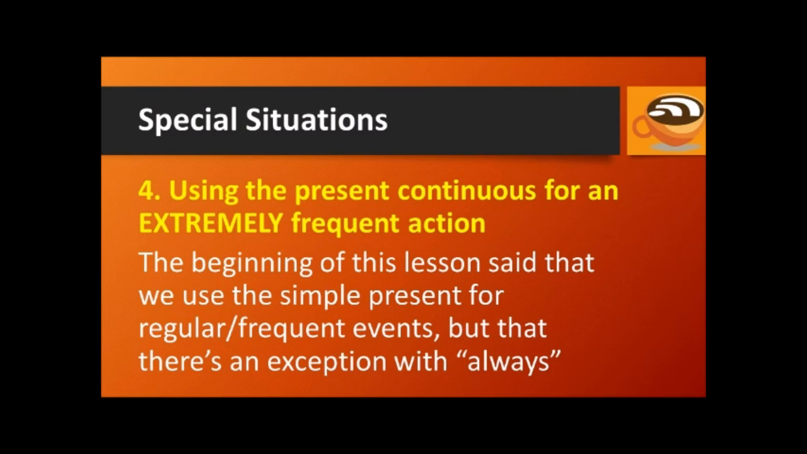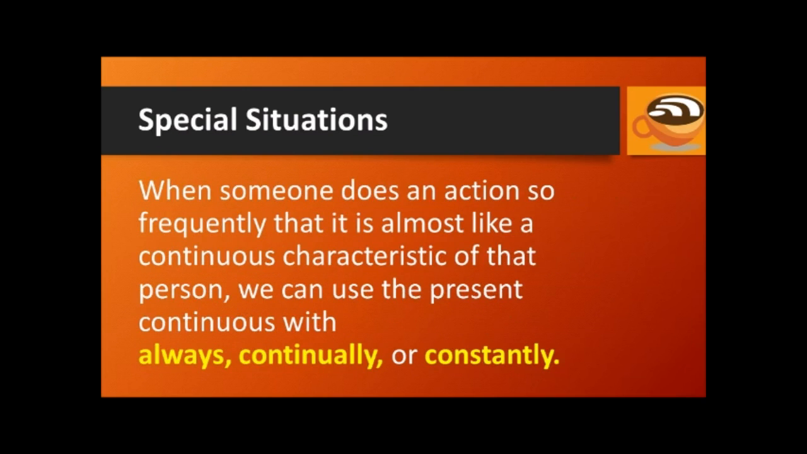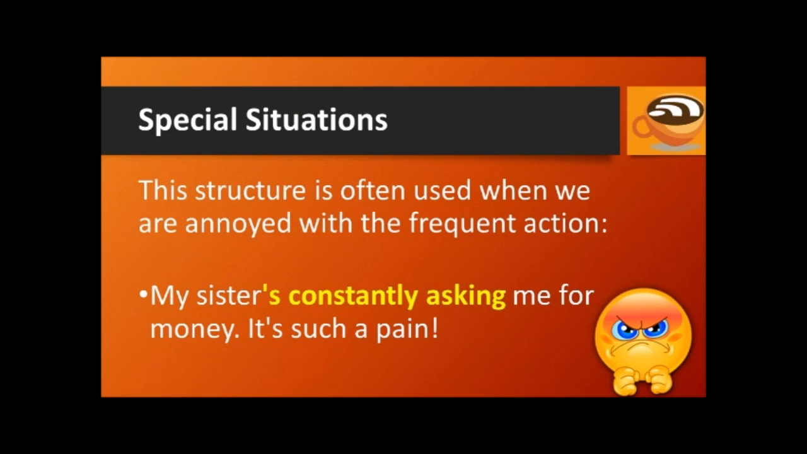A final special case is using the present continuous when talking about an extremely frequent action. The beginning of this lesson said that we use the simple present for regular or frequent events, but that there is an exception involving the word always. When someone does an action so frequently that it is almost like a continuous characteristic of that person, we can use the present continuous with always, continually, or constantly. This structure is often used when we are annoyed with the frequent action.